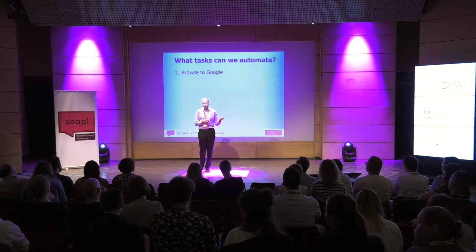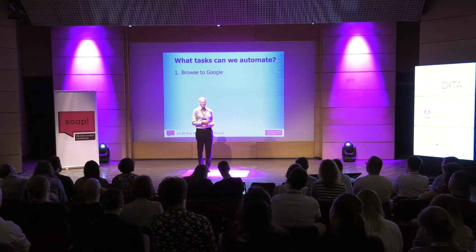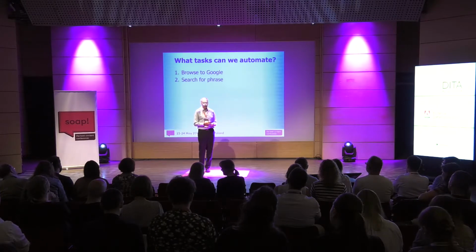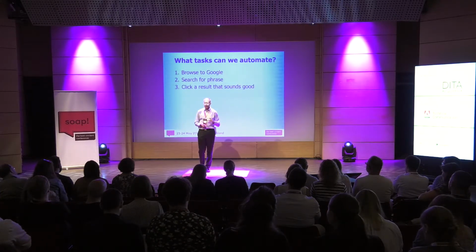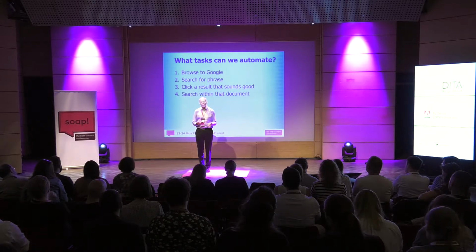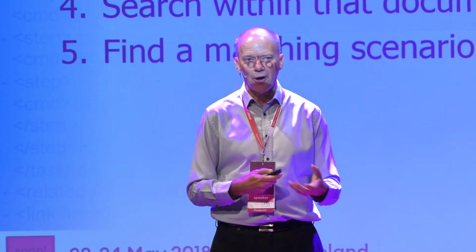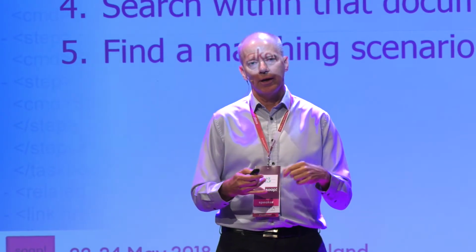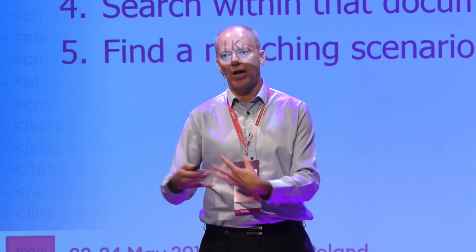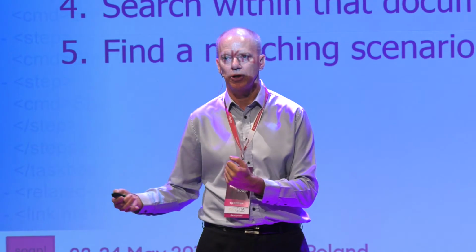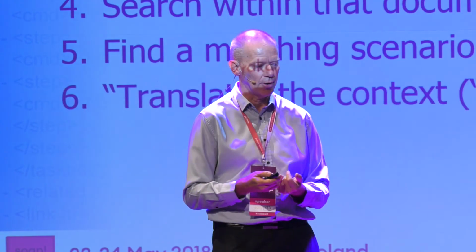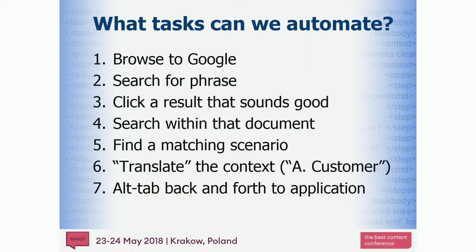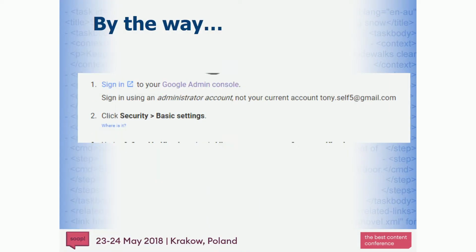Then the normal task that you go through, because you only have a PDF as your help system, is to forget the PDF and browse to Google, search for a phrase of some sort, click a result that sounds good, search within that document, see if it's what you're looking for, find a matching scenario, and then do some sort of translation, because the scenario probably says something like, enter your airport code such as such and such. And that's not my airport code, that's the example airport code. So you might need to translate a little bit, then Alt-Tab back and forth to the application, and if that didn't work, go back to step 2. So maybe that's some of the steps that we could automate.